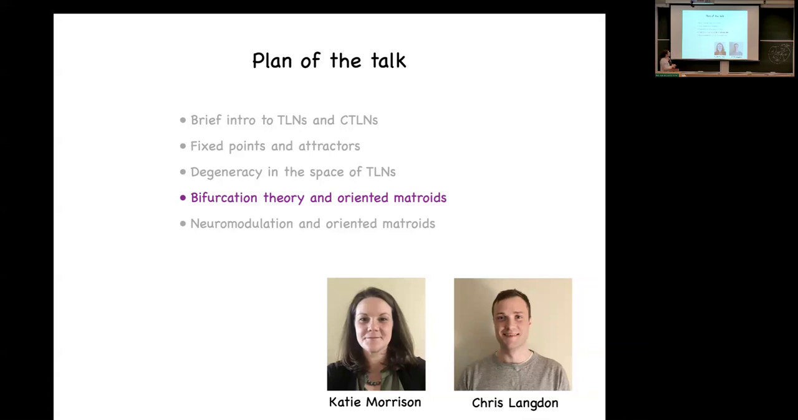Okay, which is the oriented matroids. So this really started, you know, we're still in this mindset of looking for what's happening in the space of TLNs. We love the CTLNs because they allowed us to sample really different points in the space dictated by these different graphs. But now we want to really fill it in, and fill out the story and understand the bifurcation theory in a little more detail. And for this, what we found is that oriented matroids are a very powerful tool.